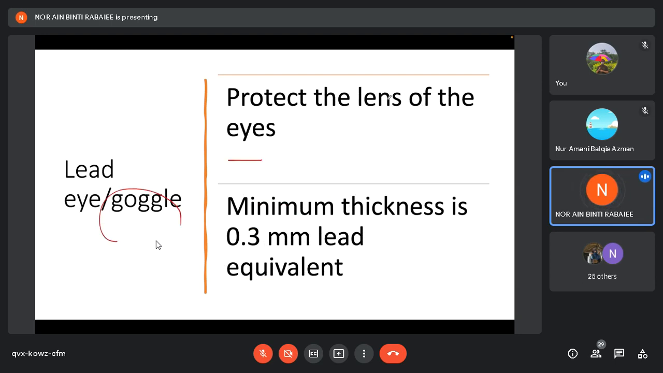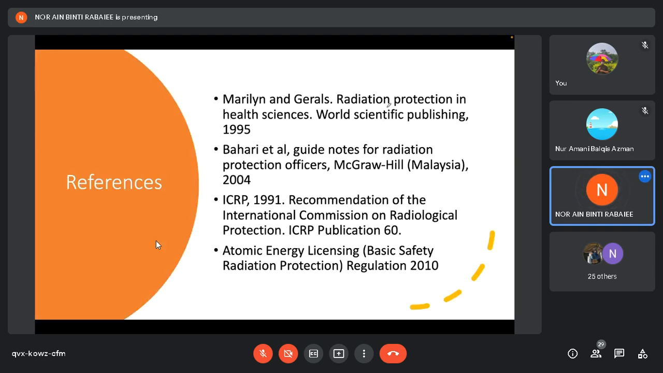We also have lead eyewear or goggles. This is to protect the lens of the eyes. The lens is very sensitive to radiation. Even though the tissue weighting factor for the lens is not as high as the gonad, it can still be harmful to the lens if they receive excessive radiation. An example of the effect of radiation to the lens is cataracts. To avoid this, use goggles. The minimum thickness is 0.3 mm lead equivalence.